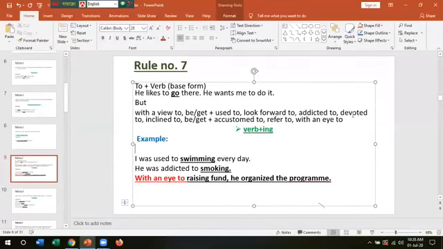I was accustomed to doing risky jobs. Here you see, I have given another example. I was accustomed to. Here you see be plus accustomed to. So instead of be, I have used was. I was accustomed to, instead of do, I was accustomed to do risky jobs, we are using verb plus ing, since there is be plus accustomed to.